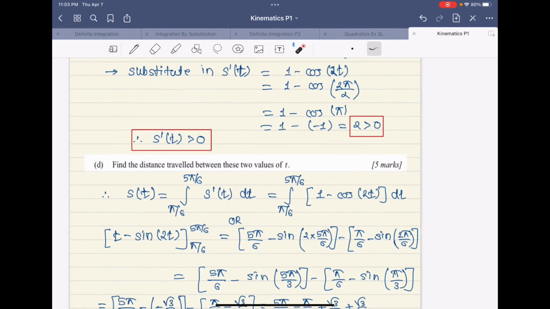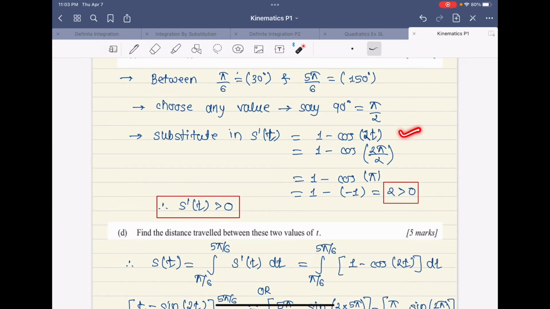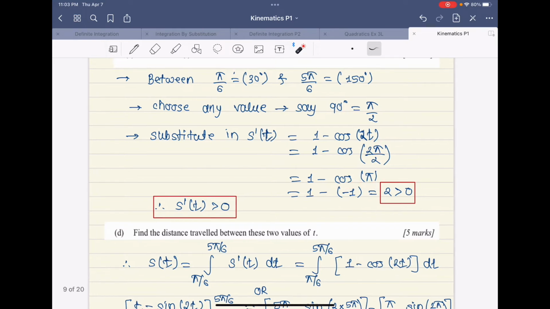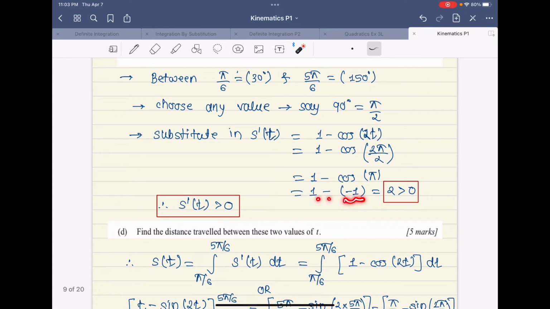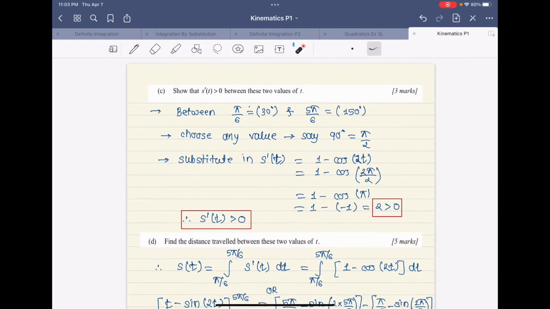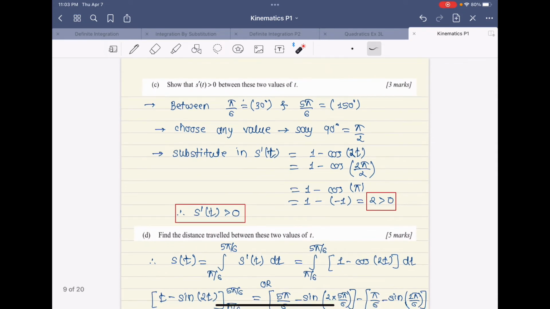S dash t we already found out, 1 minus 2 cos 2t. So I am writing here 1 minus 2 cos 2t as s dash t and putting this t value in. So 1 minus 2 cos of 2 into pi by 2. 2 and 2 get cancelled, so that becomes cos of pi. Cos pi is negative 1. 1 minus 2 times negative 1 is 3. 3 is greater than 0, so therefore s dash t is greater than 0. Your condition is satisfied.